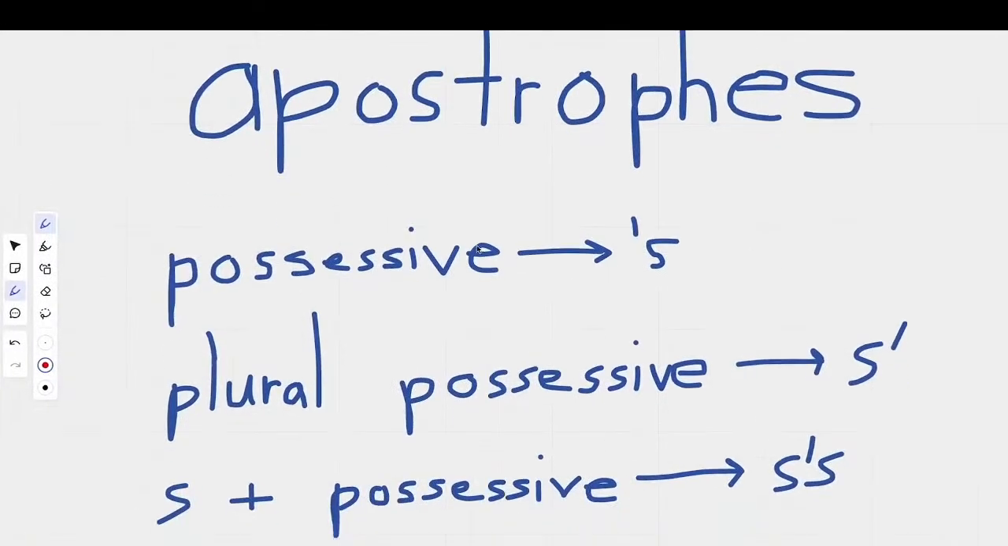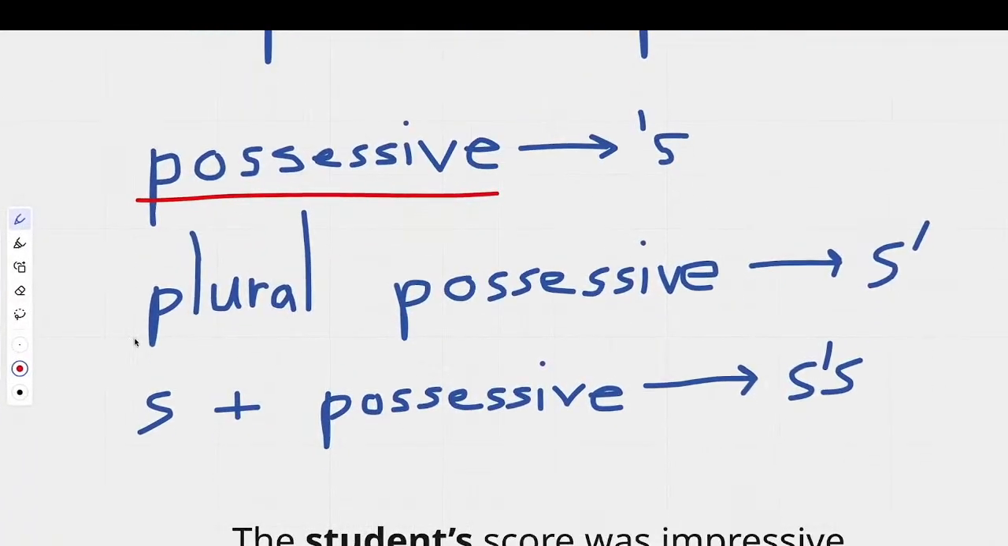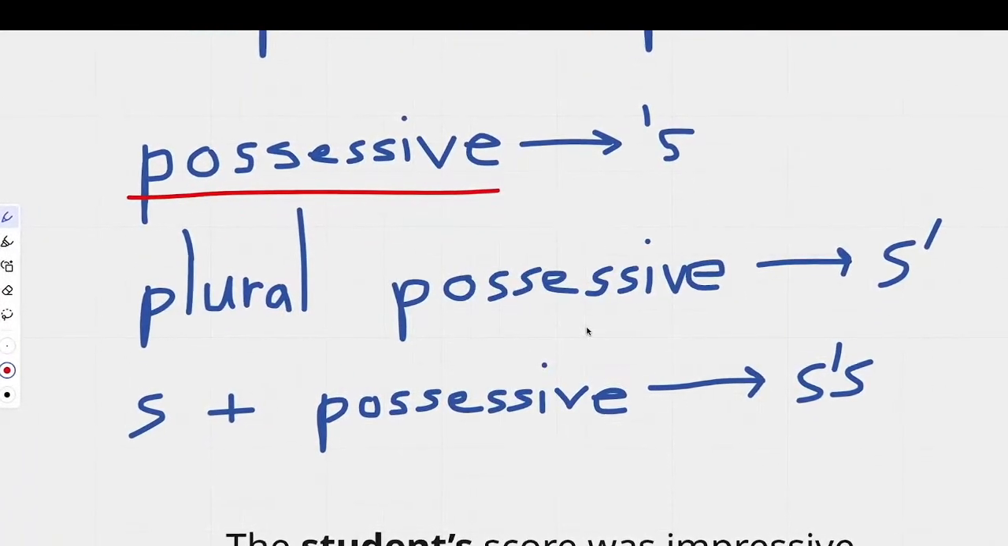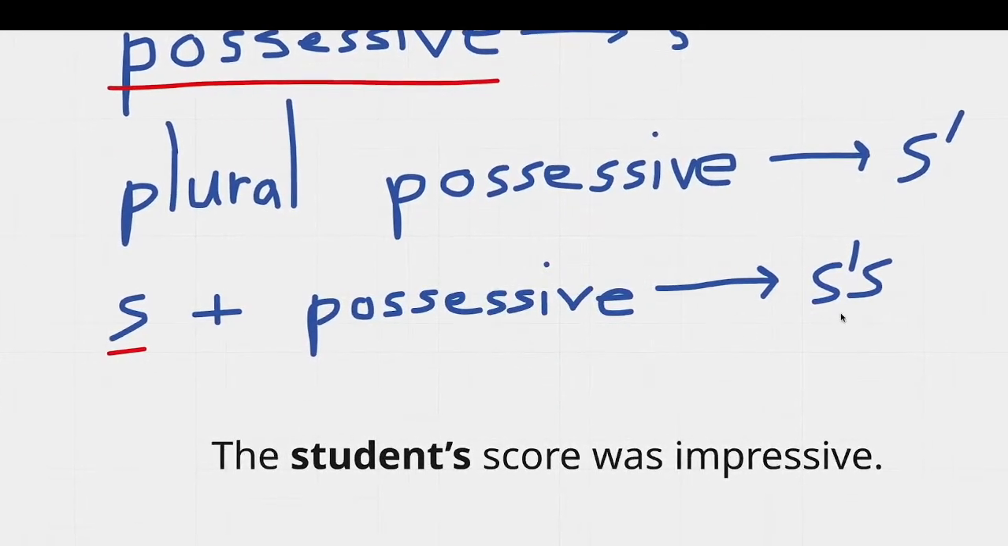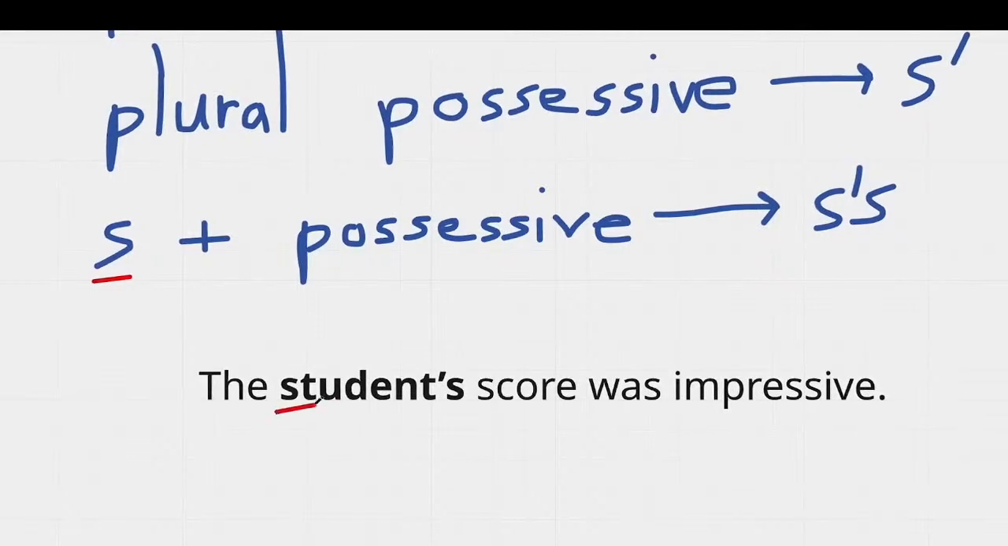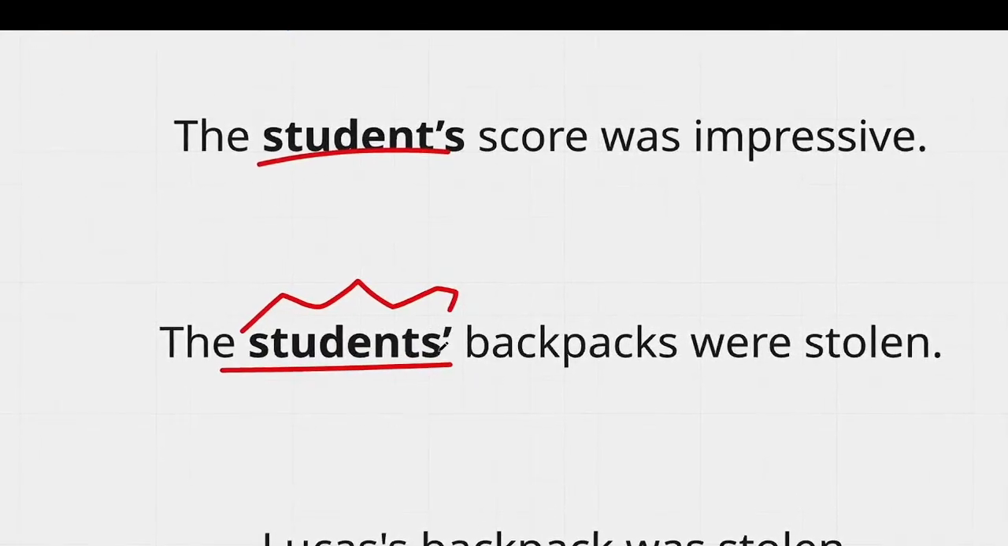Apostrophes. If a word is describing something that's owned by someone else, you use apostrophe S. If you're describing a plural possessive, like multiple people own something, it's S apostrophe. If there's a person whose name ends in S and it's possessive, it's apostrophe S. "The student's score was impressive." That's pretty simple. "The students' backpacks were stolen." This implies that there are multiple students. So it's not like there's just one student with multiple backpacks. There are multiple different students, and you can tell that because it has an S apostrophe.